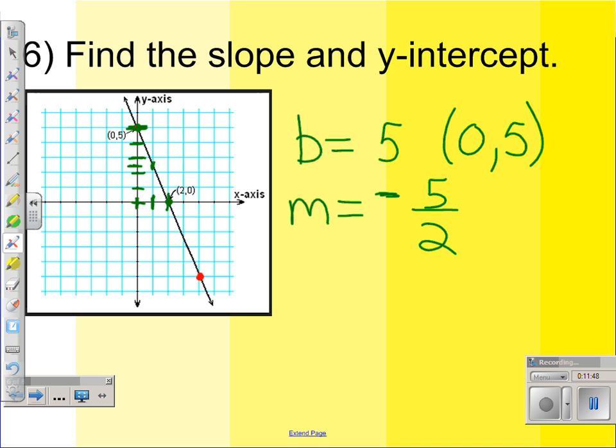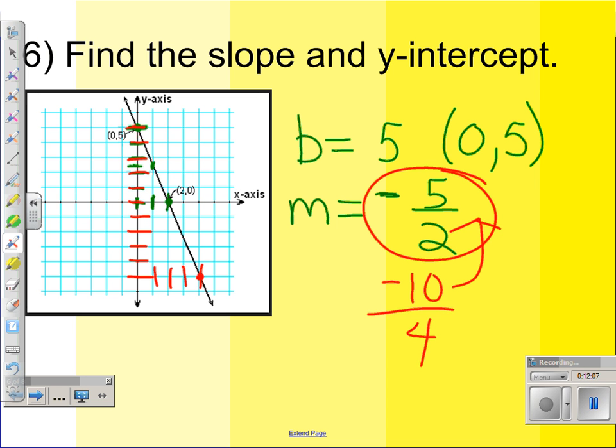So from here, from our original y-intercept, we would have counted down 1, 2, 3, 4, 5, 6, 7, 8, 9, 10, and then over 1, 2, 3, 4. So negative 10 fourths isn't a bad answer, it's just not the simplified answer. So we want to make sure that we go with the simplified answer of negative 5 halves, which we had up front. But let's say we didn't recognize that all along, we would want to still simplify our final answer.